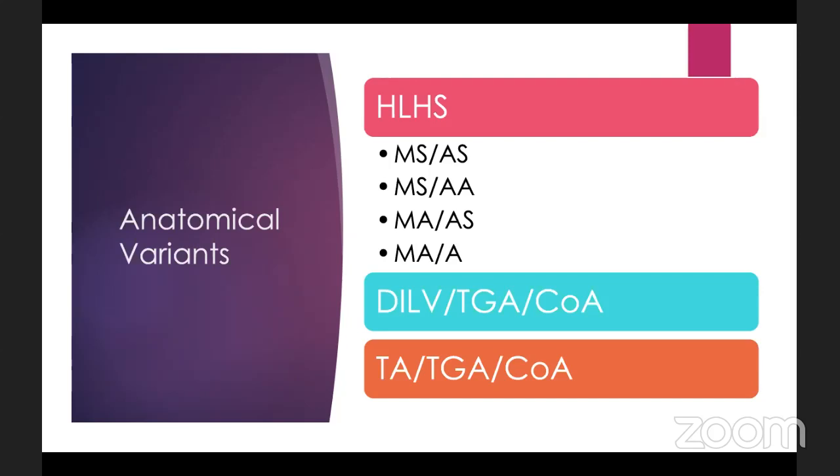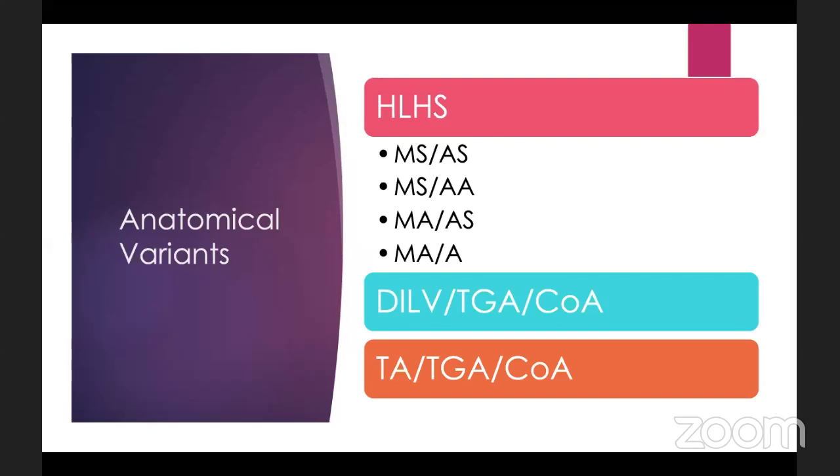In contemporary series, the importance of the anatomical variant of aortic and mitral pathology has become less important on the outcome of intervention for hypoplastic left heart syndrome. But historically, if you had to choose a highest risk group, I would say it's the mitral stenosis, aortic atresia, and maybe in the question segment we can elaborate more on that.